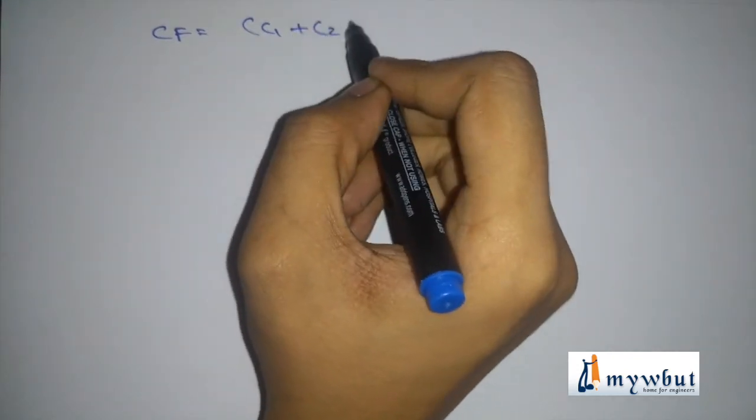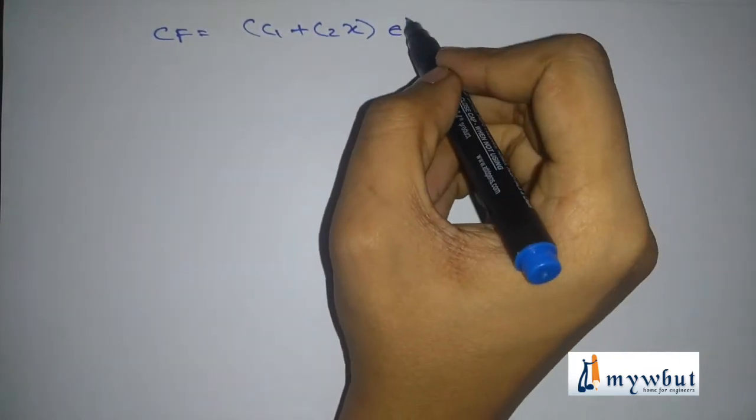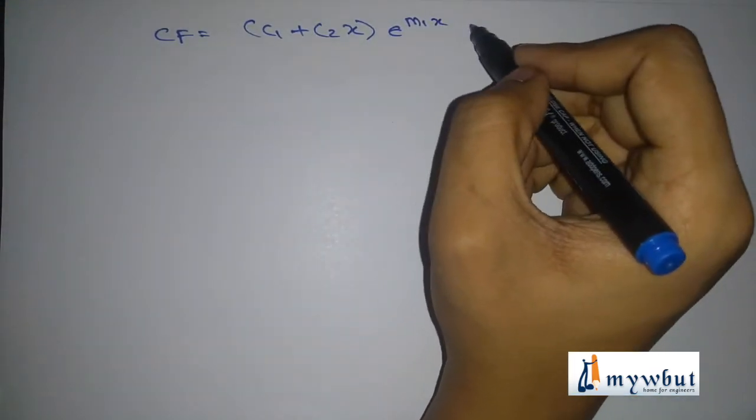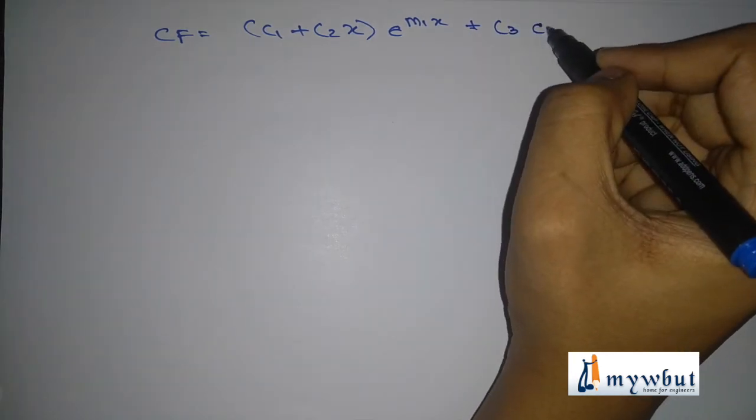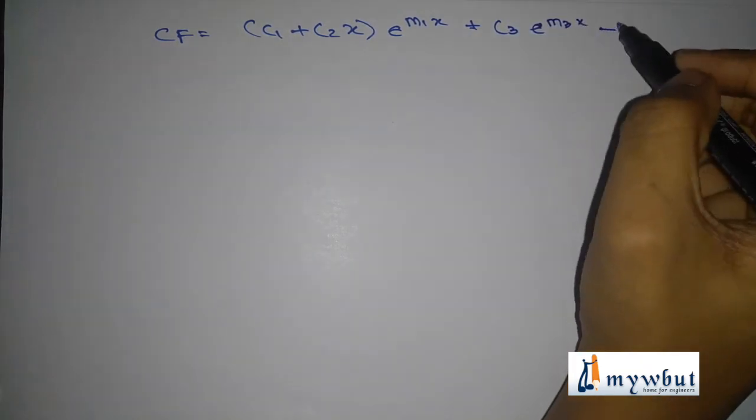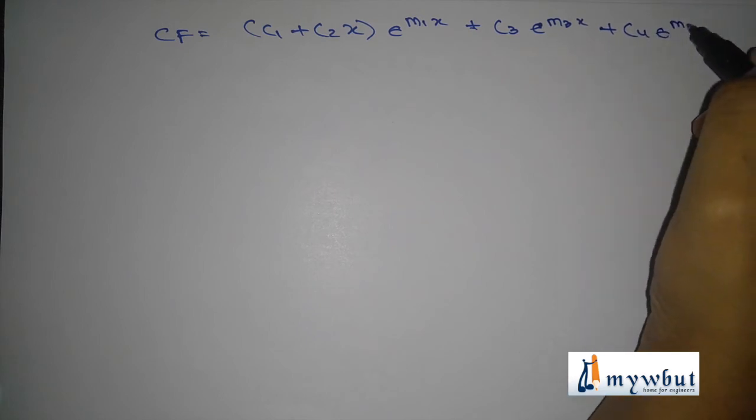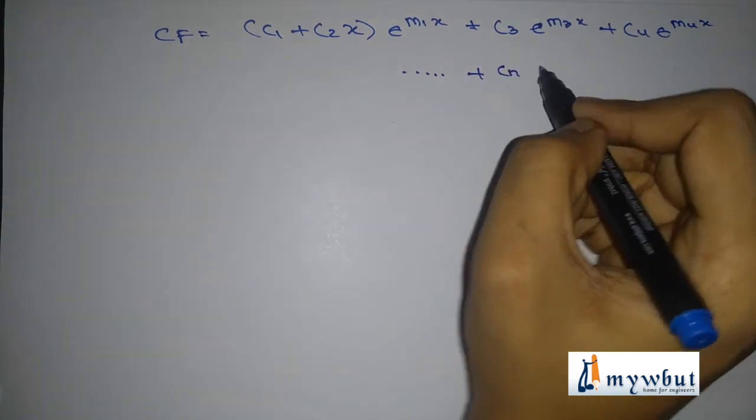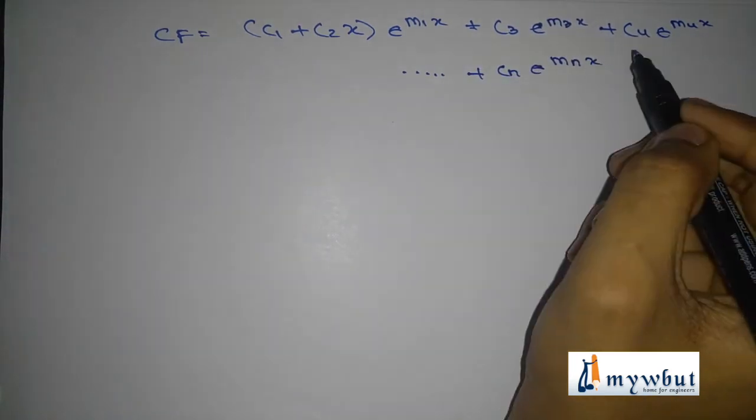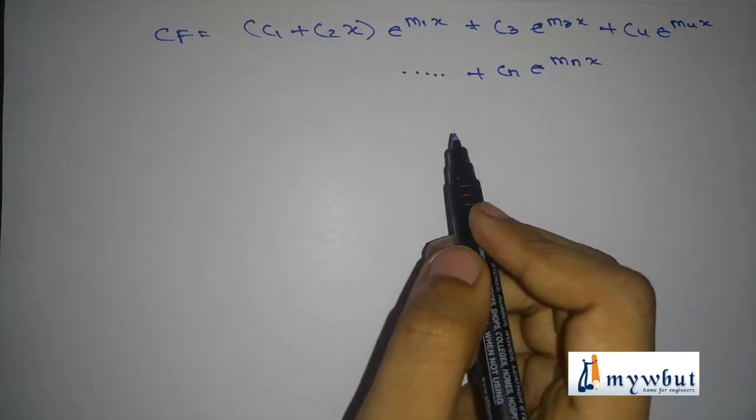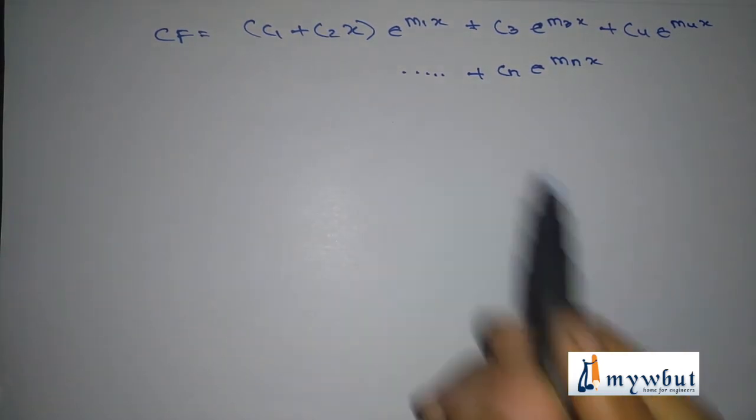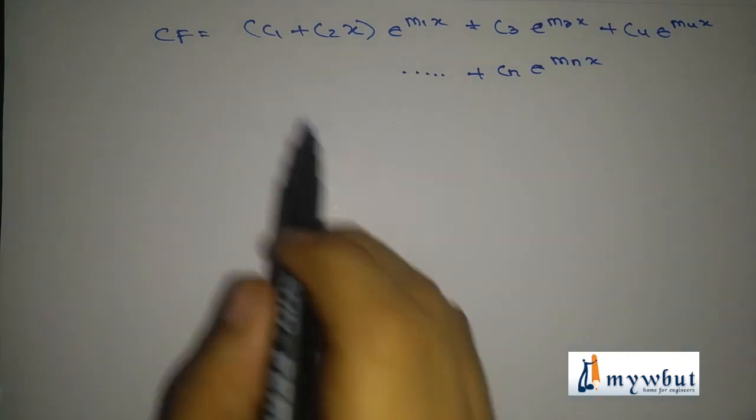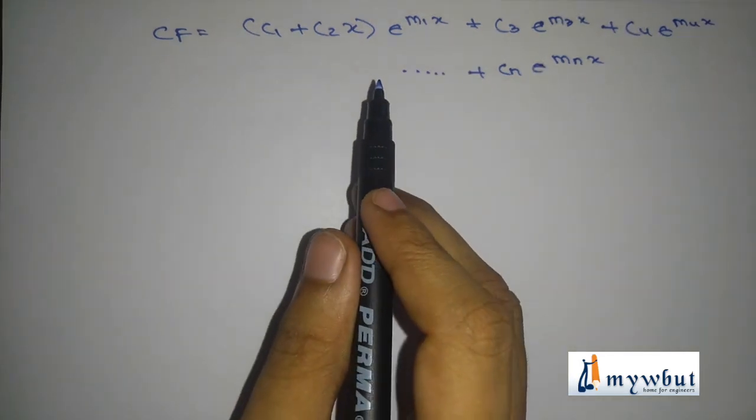C1 plus C2x, e to the power m1x (m1 or m2, you can write it according to your wish), plus C3 e to the power m3x plus C4 e to the power m4x and so on, up to Cn e to the power mnx. So this is case 2 for finding out the complementary function for two equal roots.